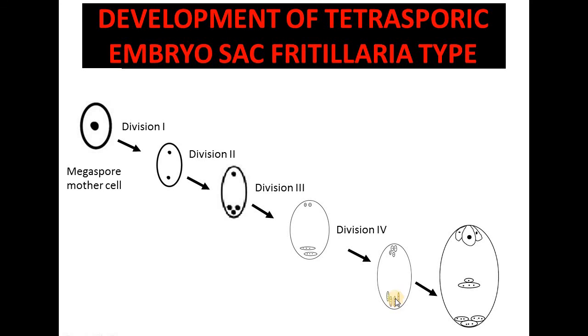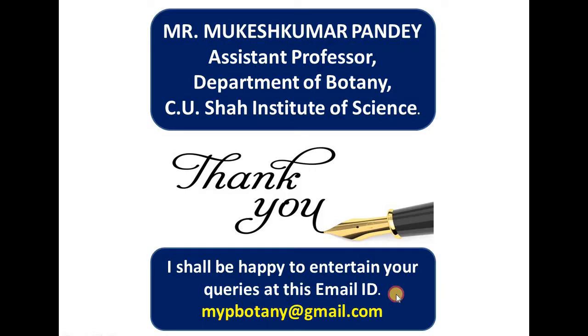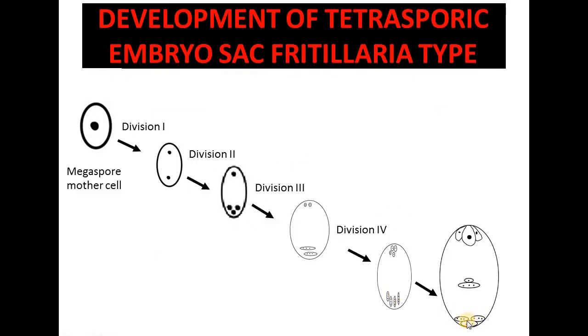Now the arrangement after the 2 mitotic divisions will be like this. From the chalazal end, 1 triploid nucleus will move towards the center, and from the micropylar end, 1 haploid nucleus will move towards the center. So the structure will be like this. This 1 haploid nucleus is coming from the micropylar end and this triploid nucleus is coming from the chalazal end. After this arrangement, you can see only 3 triploid structures are present at the chalazal end and only 3 haploid structures at the micropylar end.